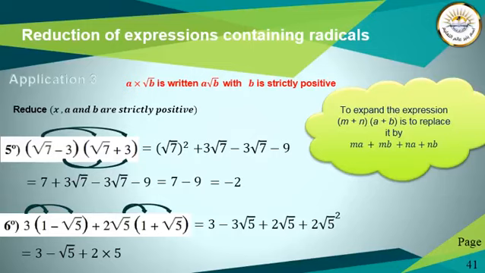So 3 radical 5 plus 2 radical 5 is equal to minus 1 radical 5. So 3 minus radical 5 plus 2 times 5, because radical 5 squared is equal to 5. So 3 minus radical 5 plus 10, and we have to add the two numbers without radicals, so 13 minus radical 5.